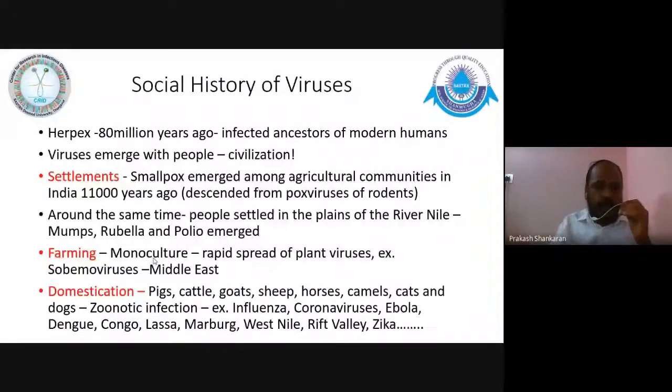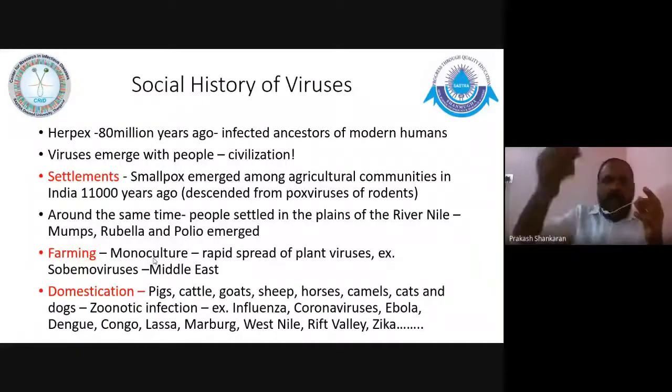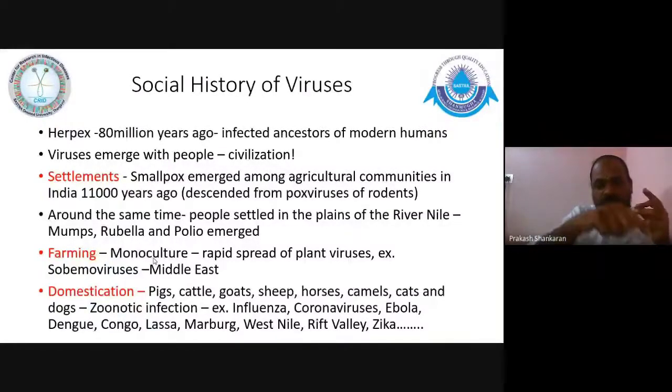The third reason is domestication. People settled in one area, started farming. They needed some animals for their health. Usually, we know pigs, cattle, goats, sheep, horses, camels, cats, dogs, a wide variety of animals. We captured them, we bred them close to us. We started living close to them. That's the chance for zoonotic infections. There are viruses that infected these animals, and from them they started jumping across species, for example, from pig to human being.